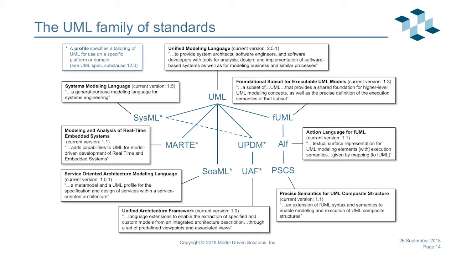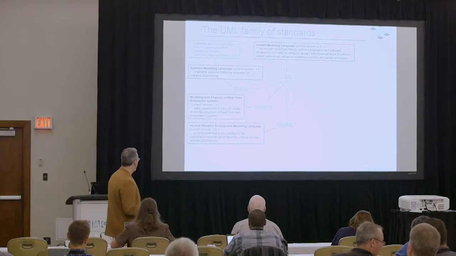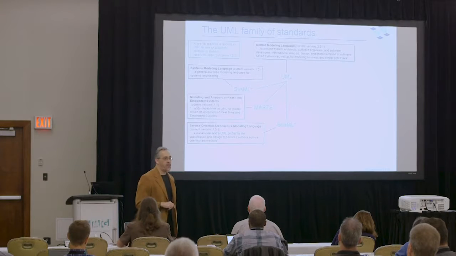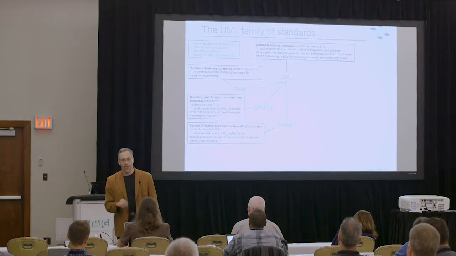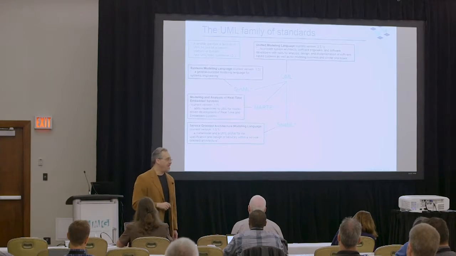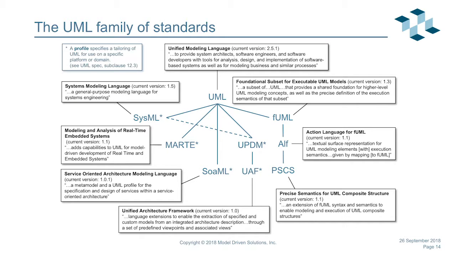SoaML was a nice profile. It got to version 1.0.1. There's a reason why it's 0.1. That's not important. Unfortunately, there wasn't a lot of pickup of that one. The whole service-oriented architecture craze kind of passed over, even though there's a lot of good stuff, and that didn't catch on as much as the other ones. But it is still an available standard from OMG for modeling service-oriented architecture.